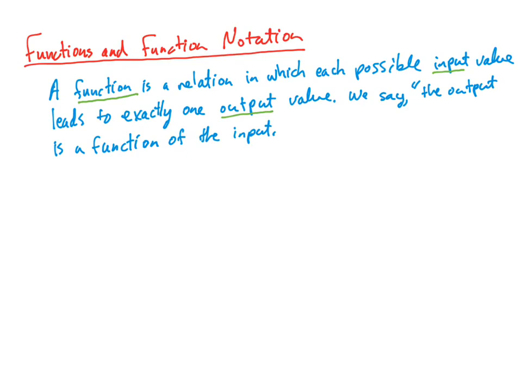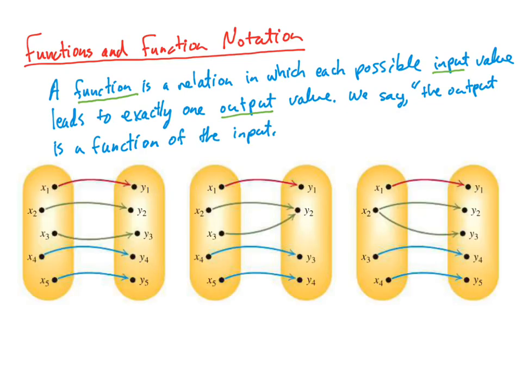So to illustrate this idea, let's look at an image. So we have three different relationships here. I'll just number these. On the left side of each of these, we have a series of x values, and there's an arrow pointing to something on the right, which contains all the y values. So we want to know, is each of these relations a function?